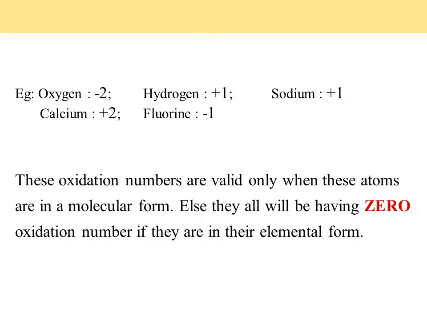Else, they all will have zero oxidation number or state if they're in their elemental form. Elemental form means stable elemental form. So oxygen's stable elemental form is O2, hydrogen's is H2, fluorine's is F2. So all these will have oxidation state 0. Sodium's elemental form is only Na. Calcium is a metal, so its elemental form is Ca only. It's not Ca2 or Ca3. So they will also have oxidation number 0.